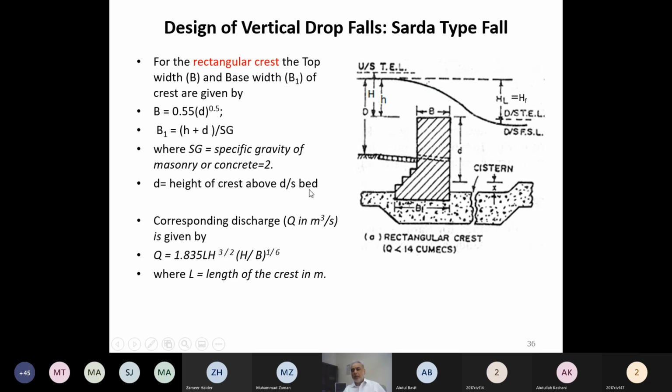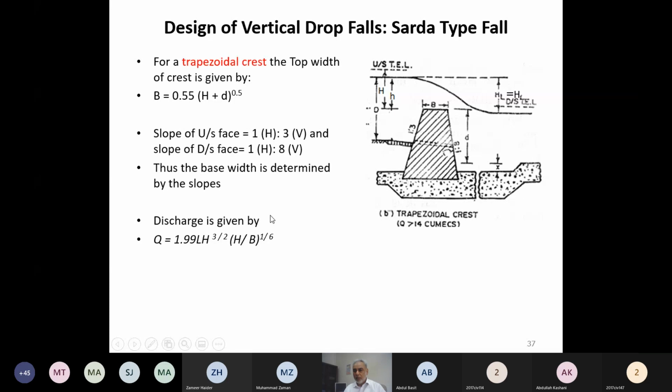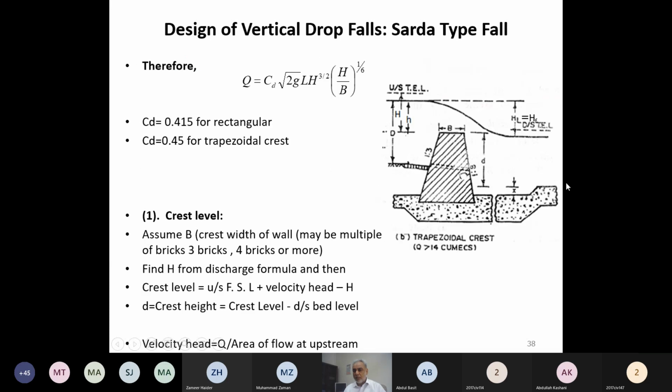Hopefully, one cycle will bring you to the proximity where the assumed value of b fulfills the requirement of this formula. So that is how we carry out the design of the crest elevation, the height of the crest with respect to the downstream bed, and the crest width. These steps are written over here, and we can utilize this concept to decide the height of the crest, the elevation of the crest, and the D value.